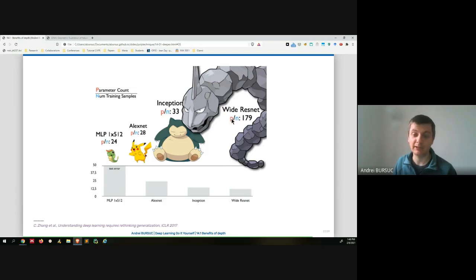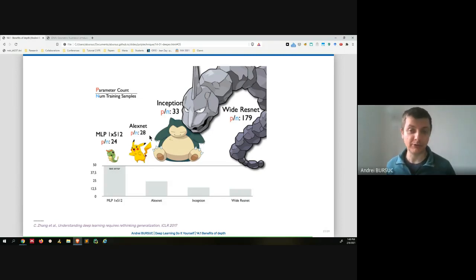And even more than that, they show here the ratio between the parameter count and the number of training samples. So here in a wide ResNet, we have practically 179 neurons per image, right? So we might ask, what could stop these networks from just having one neuron that memorizes an image, since anyway we have 180 times more neurons than images? For Inception we have 33 times more neurons than images. For AlexNet, 28 times more neurons than images. So this has been quite intriguing in this deep learning revival surge.